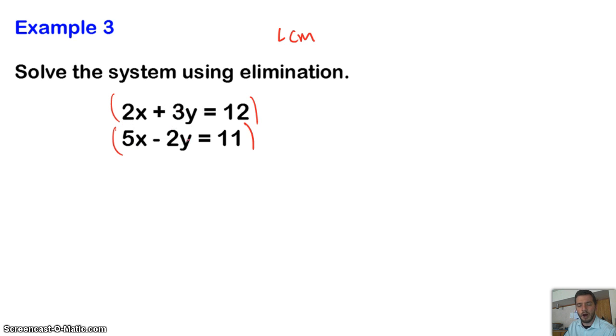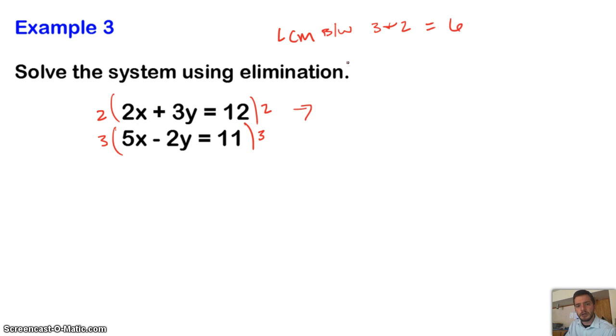Okay, so the y's are going to be easier. So the least common multiple between 3 and 2 is 6. Again, the lowest number that both of them can multiply to become. So in order to get 6y here, I'm going to need to multiply by 2 on top. And in order to get negative 6y down here, I need to multiply by 3 on both sides. You notice that they're already opposite signs, so I don't have to multiply by a negative. But if they weren't already opposite signs, you need to multiply by a negative in that case. All right, so let me erase this, and we can go ahead and get going with the elimination.